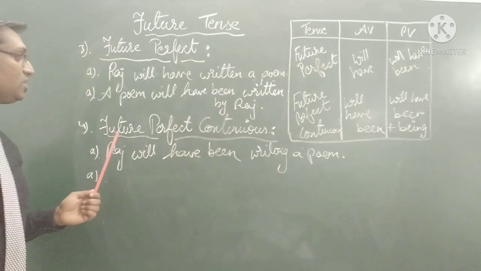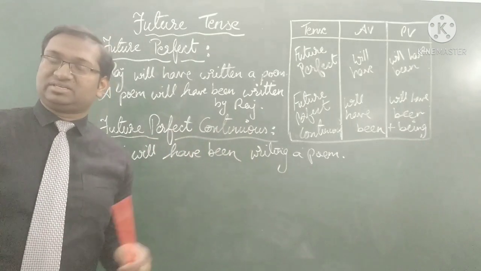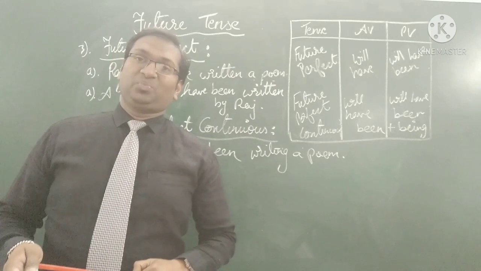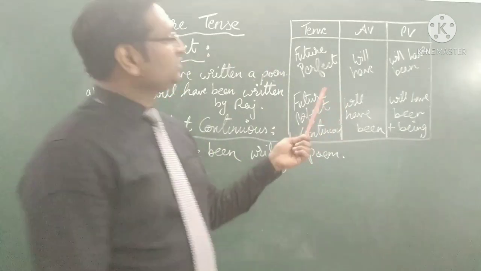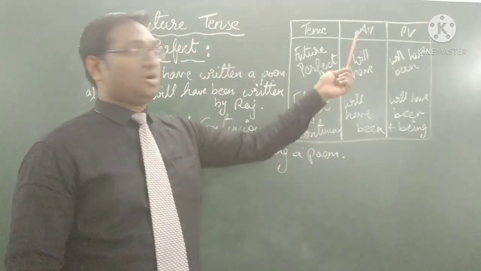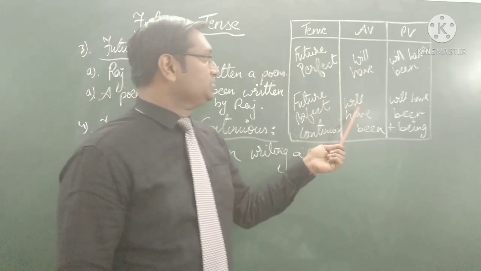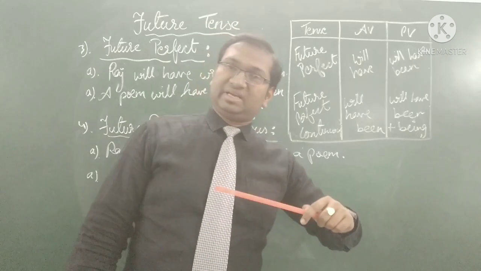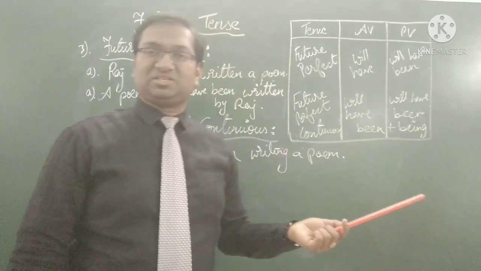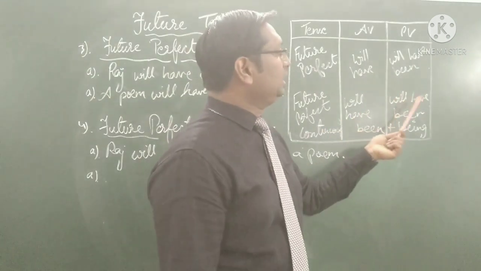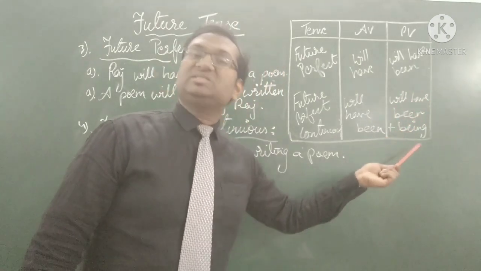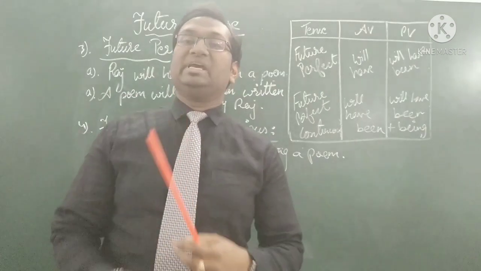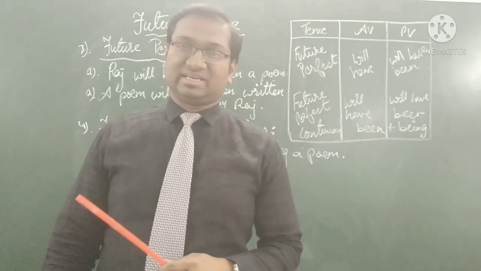Okay? Next, future perfect continuous. This is also a rare sentence. Why? See the chart. In future perfect continuous of active voice, what are we going to use? Will have been. And while converting will have been into passive voice, it will become will have been plus being. It means we have two auxiliary verbs, been and being. That is why it's a rare sentence.